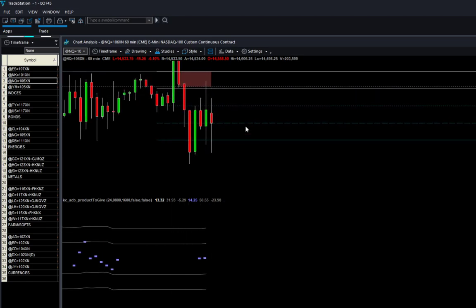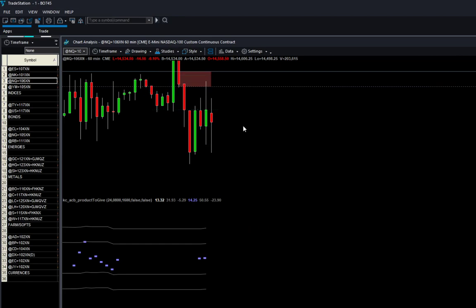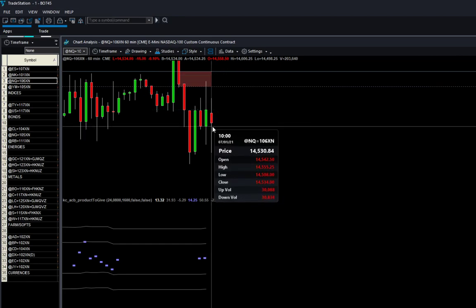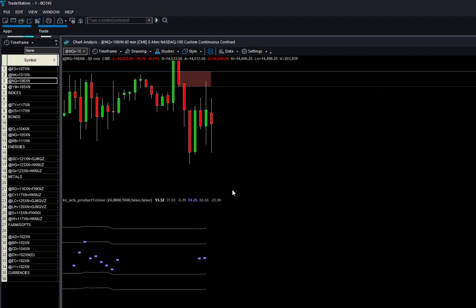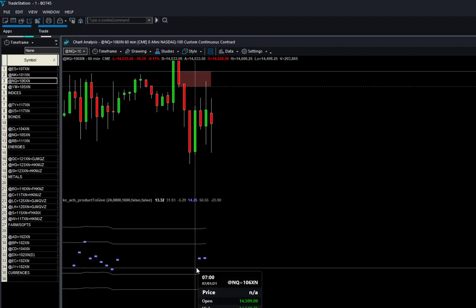This candle from the open to the high is what? 570 to 530, so about 40. Yeah, say about 40. Now what's the average?